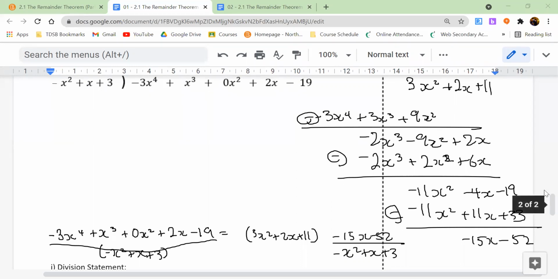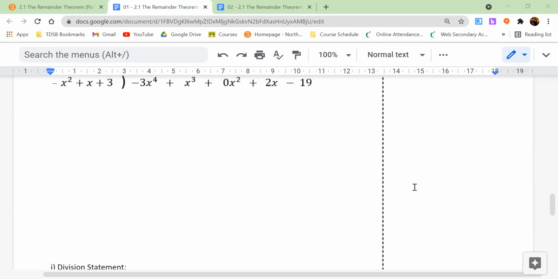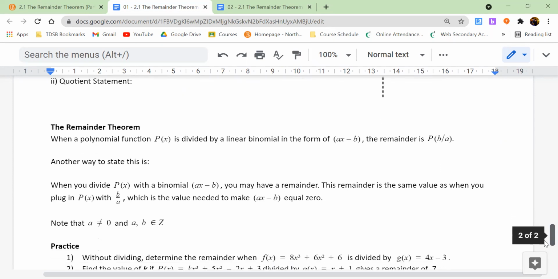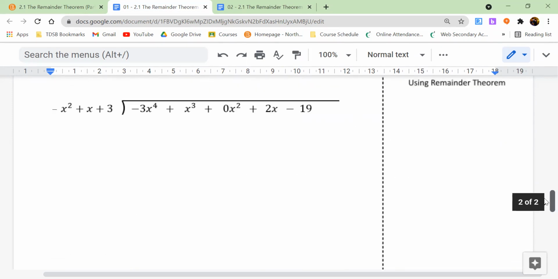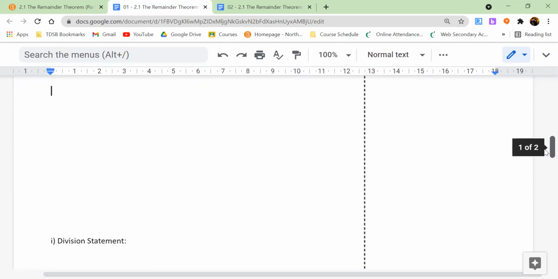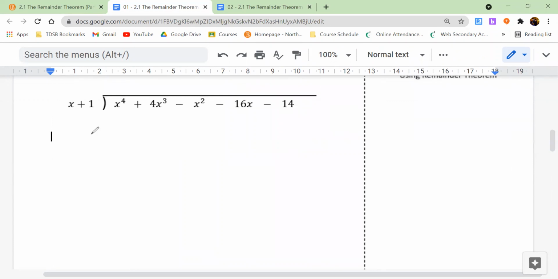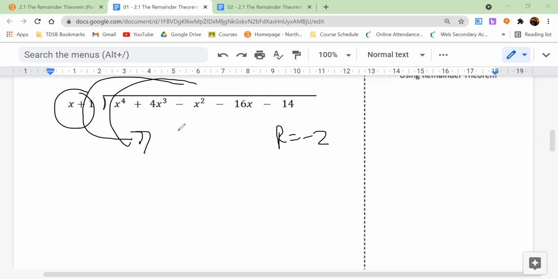At the bottom of the page, you start talking about the remainder theorem, and that's actually important. It actually makes all this a lot easier. I'll explain in just a second. In the original, remember how if you wanted to find the remainder, which was -2, you'd have to do all of this junk.